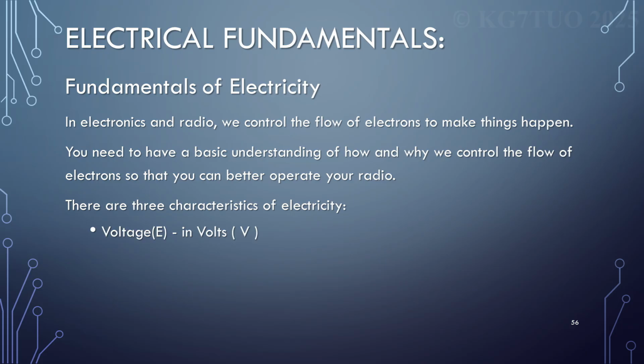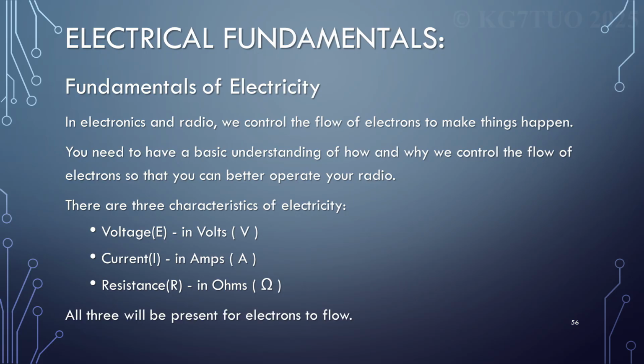Voltage is E. It's in volts, okay? So that's the 3 characteristics. That's one of them. Voltage is E, and it's in volts. Current is I. It's measured in amps, or the unit is amps. Resistance is R, and it's measured in that funny Greek letter, ohms. And all 3 will be present for electrons to flow. If you don't have one of those, nothing's happening.